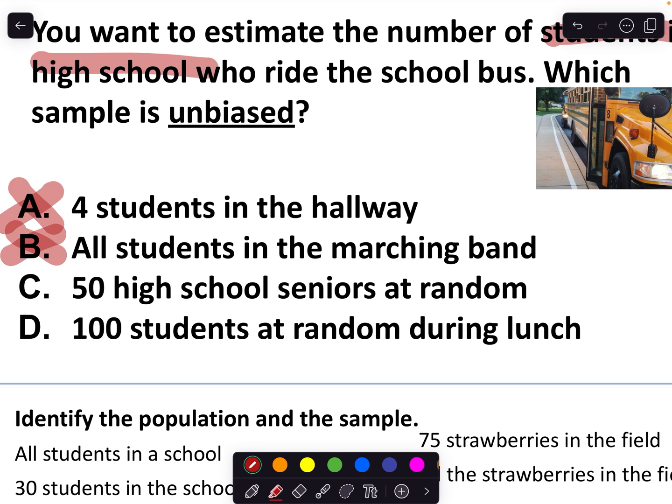50 high school seniors at random. Well, it says it's random, which is good. 50 is decently large enough if you think about the whole population of a high school, right? The problem here is you're just talking to seniors, which are 12th graders, right? So if you're a senior, you may not be riding the bus. You're less likely to ride the bus as a senior compared to any other grade in school, right?